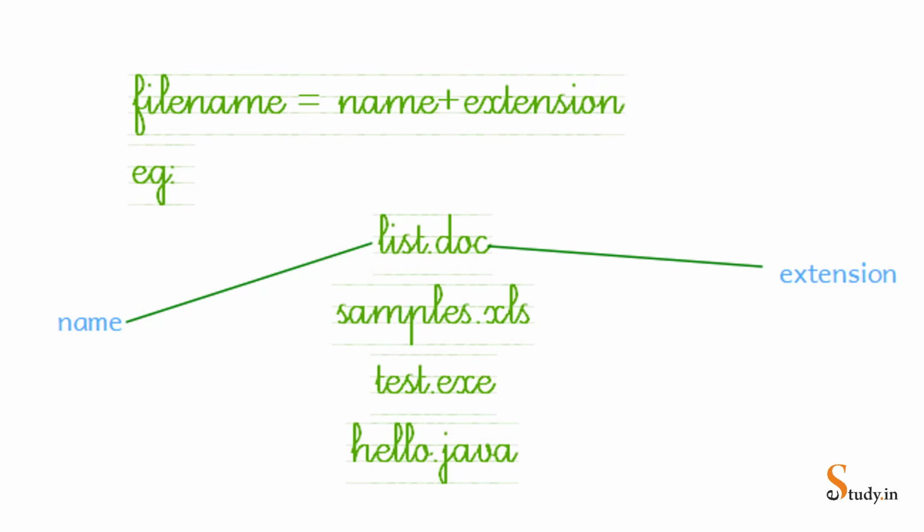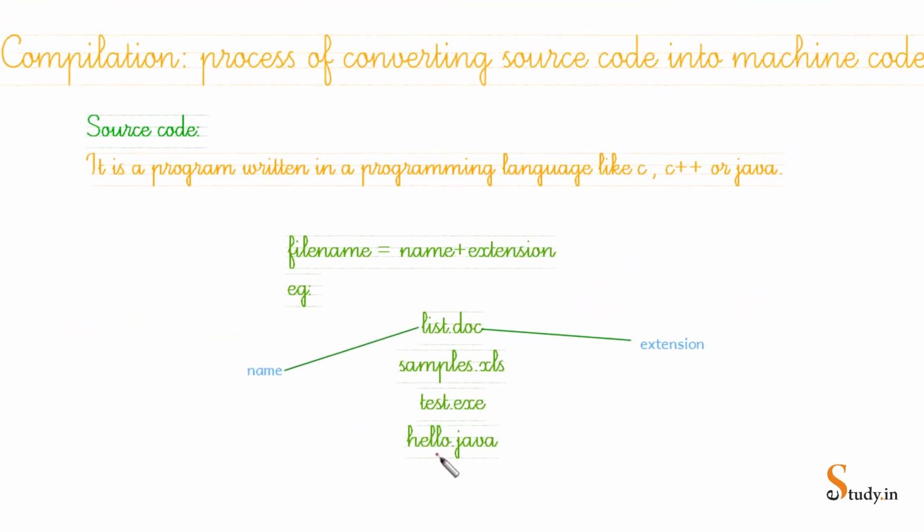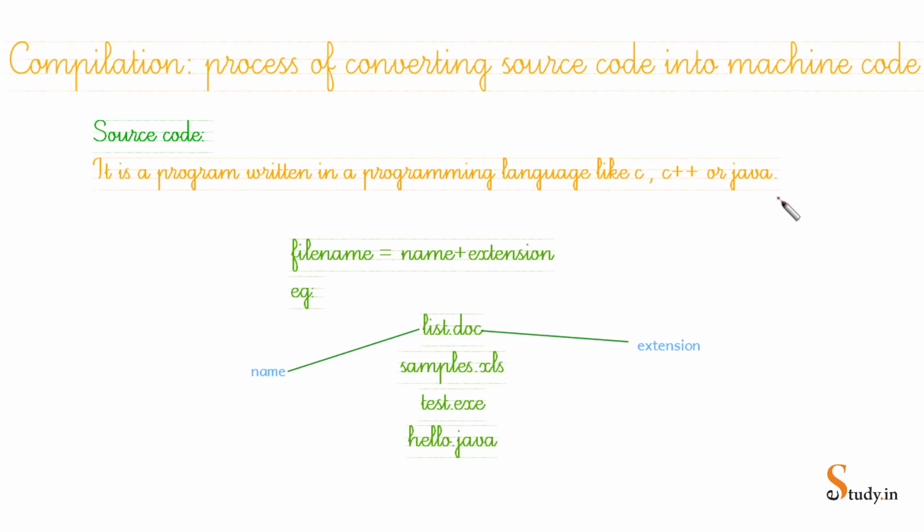Here samples is the name of the file and the part which comes after the dot is the extension of the file. Similarly, we have another file here, test.exe. exe stands for executable file and test is the name of the file. Now if you create a file using the Java language, then the extension of the file would be .java, and hello is the name of the file. So this would be the source code. That means when you create a program using the Java programming language, the source code will have the extension .java. This you need to remember.